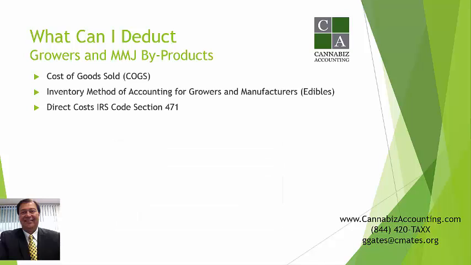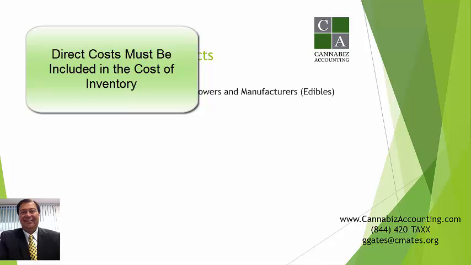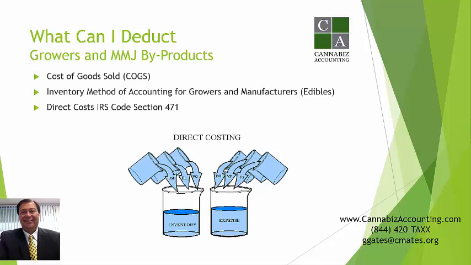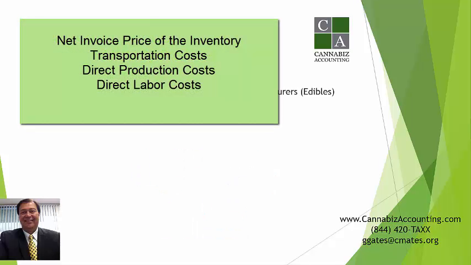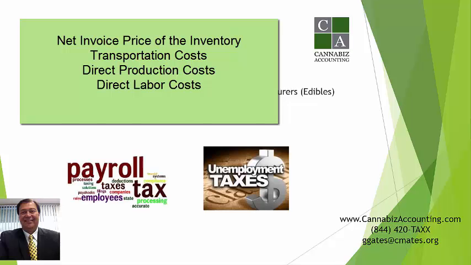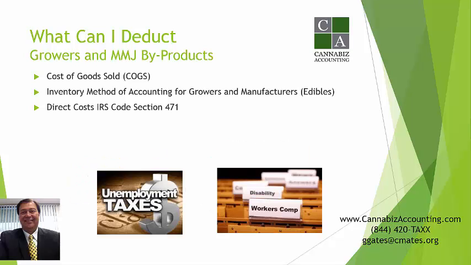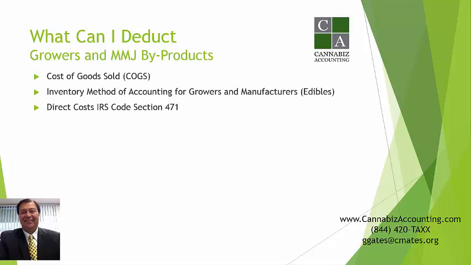Now, under IRS Code Section 471, all taxpayers are required to include direct costs in the cost of inventory. Direct costs include the net invoice price of the inventory, which can be reduced by trade or other discounts, transportation, and other necessary charges incurred in acquiring possession of the goods. Direct production costs typically include materials and direct labor. Direct labor costs include such items as basic compensation, overtime pay, vacation and holiday pay, sick pay, payroll taxes, workers' comp insurance, and unemployment payments.